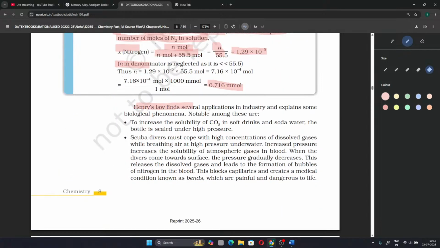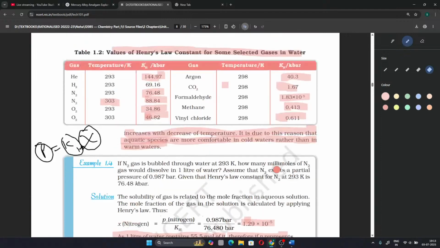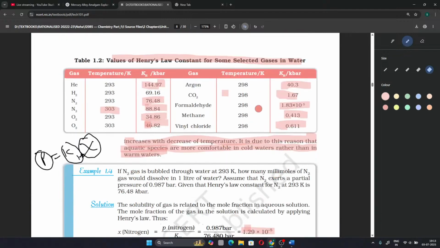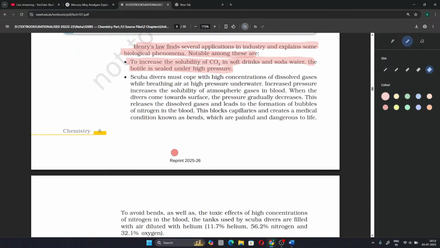Henry's law finds several applications in industry and explains some biological phenomena. Notable among these is the increase in solubility of CO2 in soft drinks and soda water. The bottle is sealed under high pressure. Basically, carbon dioxide is dissolved in soft drinks and soda water under high pressure, because this increases the solubility of CO2 in water. Because of the high pressure, we saw that partial pressure is directly proportional to solubility. So at high pressure, carbon dioxide, which has a KH value of 1.67 at 298 Kelvin, will dissolve more easily in water.